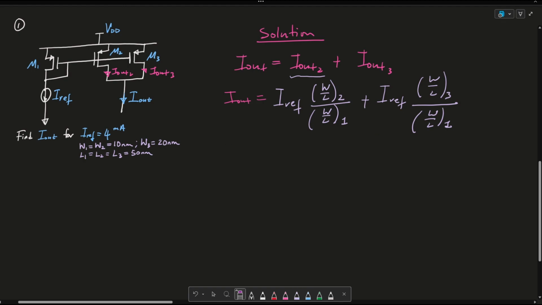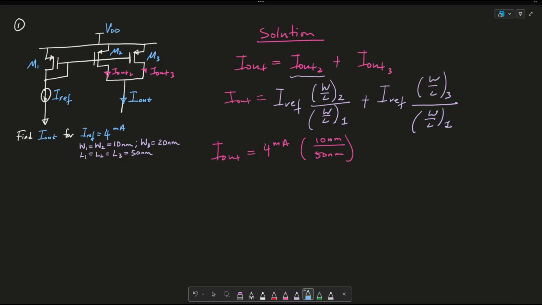So then basically now we just go ahead and plug and chug. So then I out is going to be this I ref, which is 4 milliamps, times the width of M2 is going to be 10 nanometers over the length of M2, which is 50 nanometers. Since the nanometers cancel out going forward, I'm not going to write it. So then this goes over the width of M1 is again this 10 nanometers over the length of M1 is going to be this 50 nanometers. So essentially this cancels out with this and we're just left with 4 milliamps.